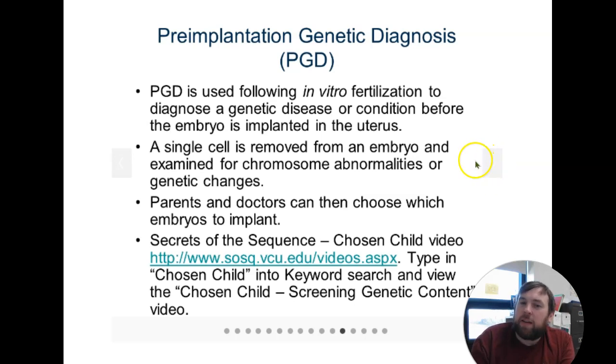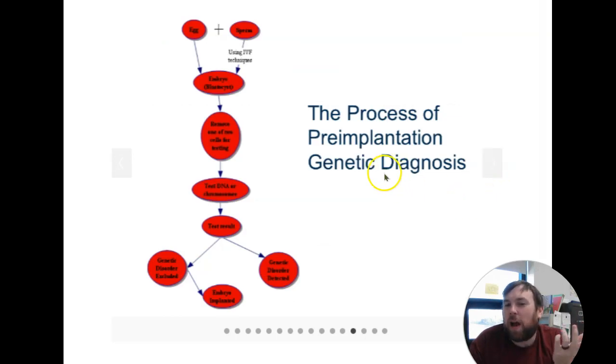In this process, I'm actually going to have the embryo develop, let it divide a couple times, and then remove a single cell from it to look for chromosomal abnormalities or genetic changes. And because of that, I can make a whole bunch of embryos before implanting them into the mother, and I can have the parent or doctor decide which embryos to implant based on the success of those potential embryos. And so here's the process of a pre-implantation genetic diagnosis.